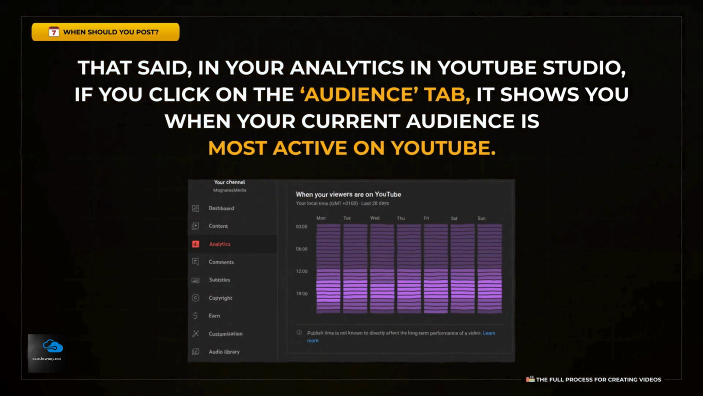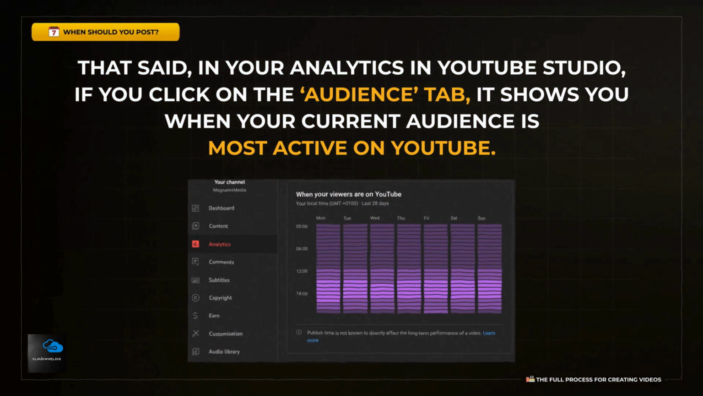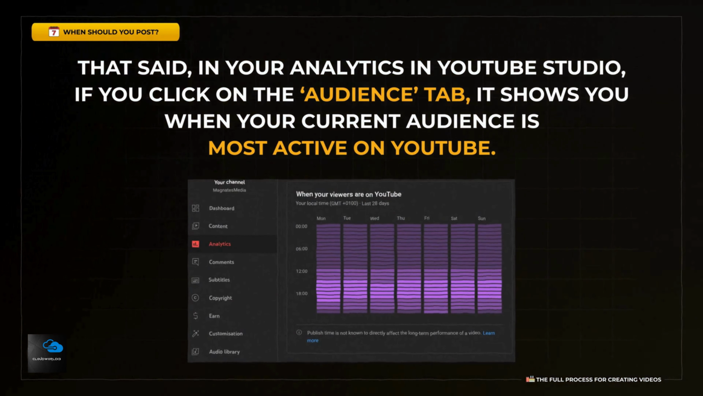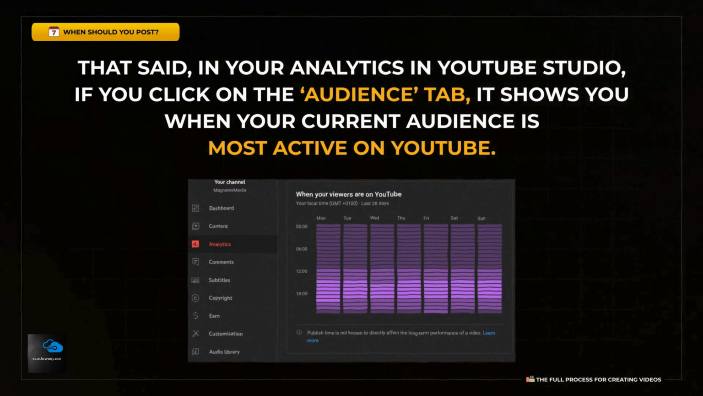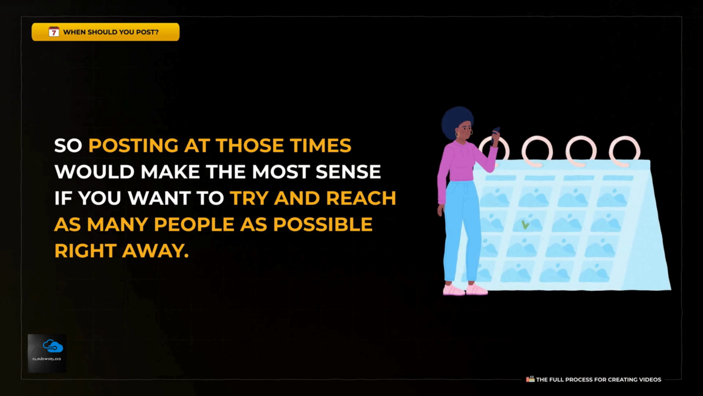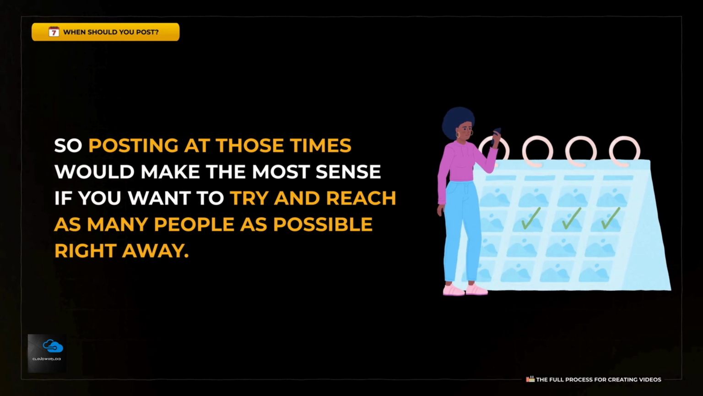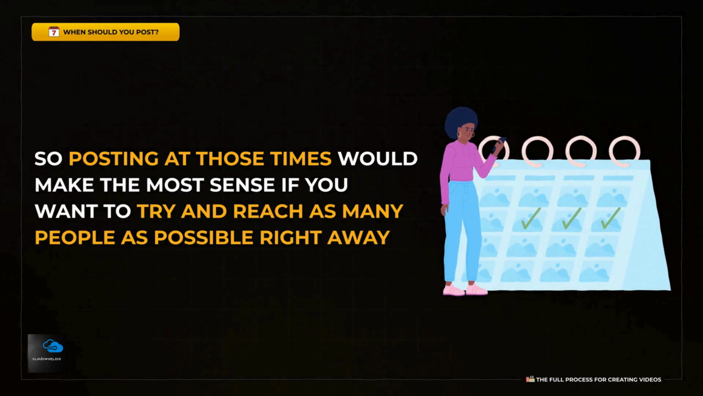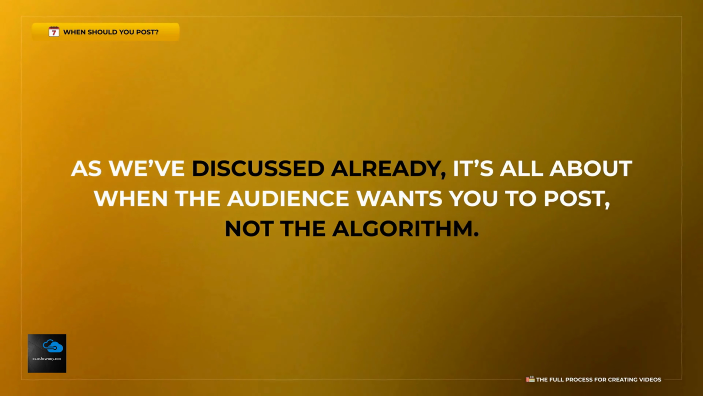That said, in your analytics in YouTube Studio, if you click on the audience tab, it shows you when your current audience is most active on YouTube. So posting at those times would make the most sense if you want to try and reach as many people as possible right away. Because as we've discussed already, it's all about when the audience wants you to post, not the algorithm.